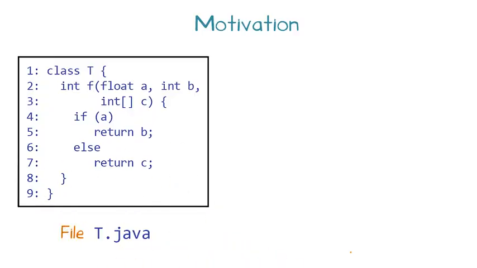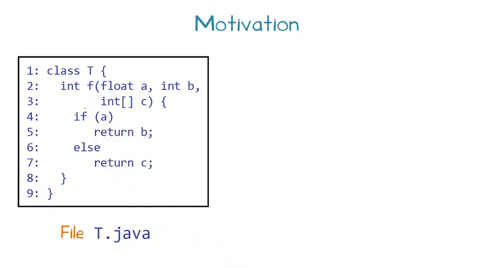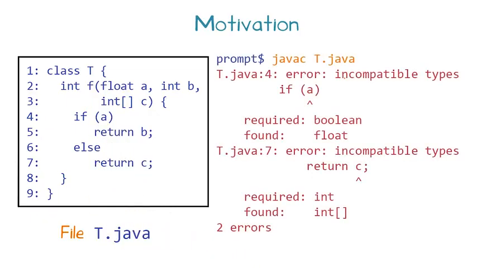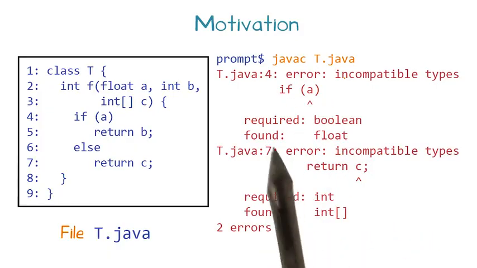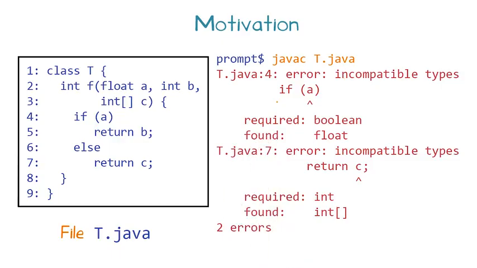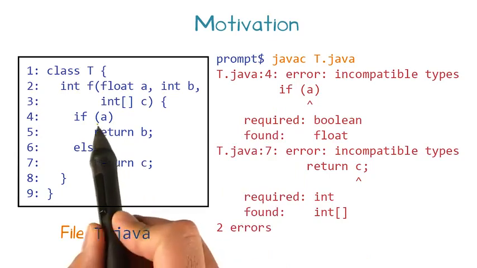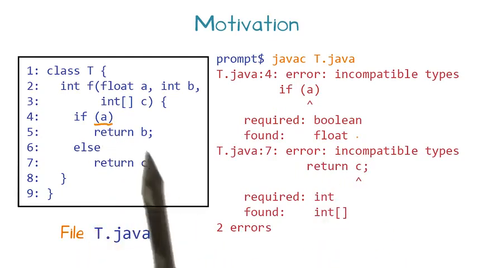Consider the following Java program, which defines a function f in class t in a file named t.java. When we compile this program using the Java compiler, it produces two type errors. The first error states that the if condition on line 4 expects its argument a to be of type Boolean, but it is instead of type float.